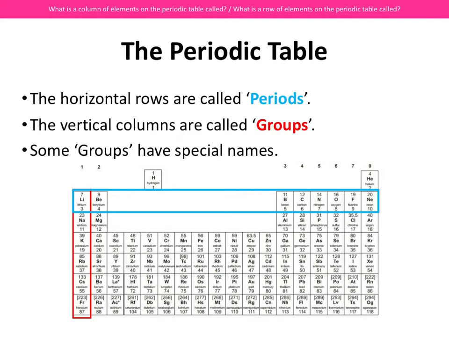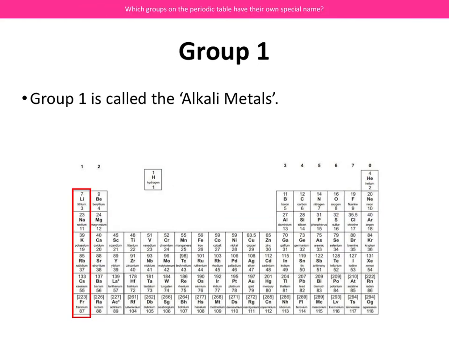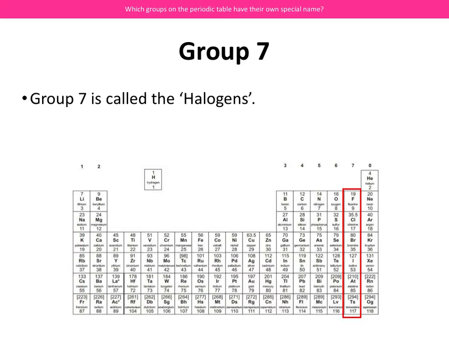And some of those groups have special names. So group 1 is called the Alkali Metals. That's a group that you'll learn a lot more about later in your school life, particularly when you're doing the GCSE. Group 7 is called the halogens. And finally, group 0 is called the noble gases.